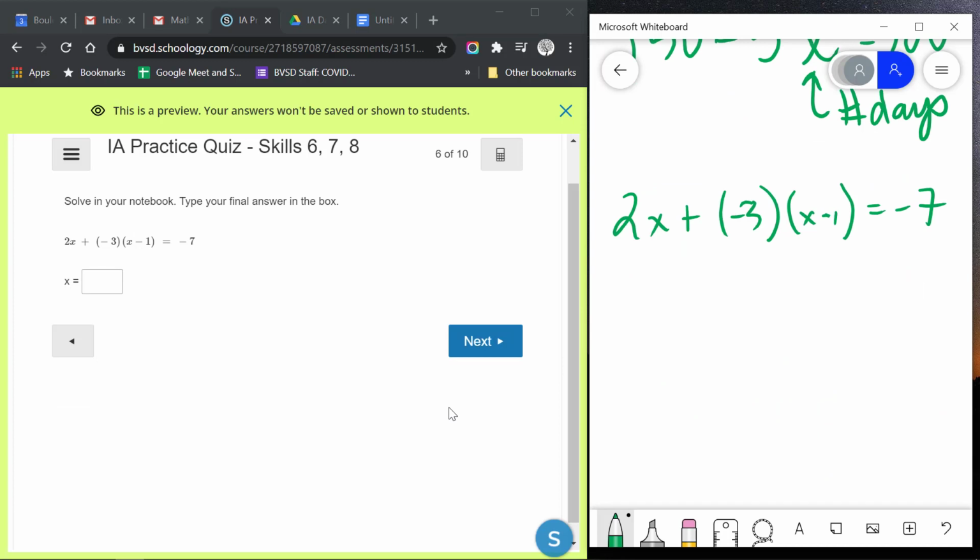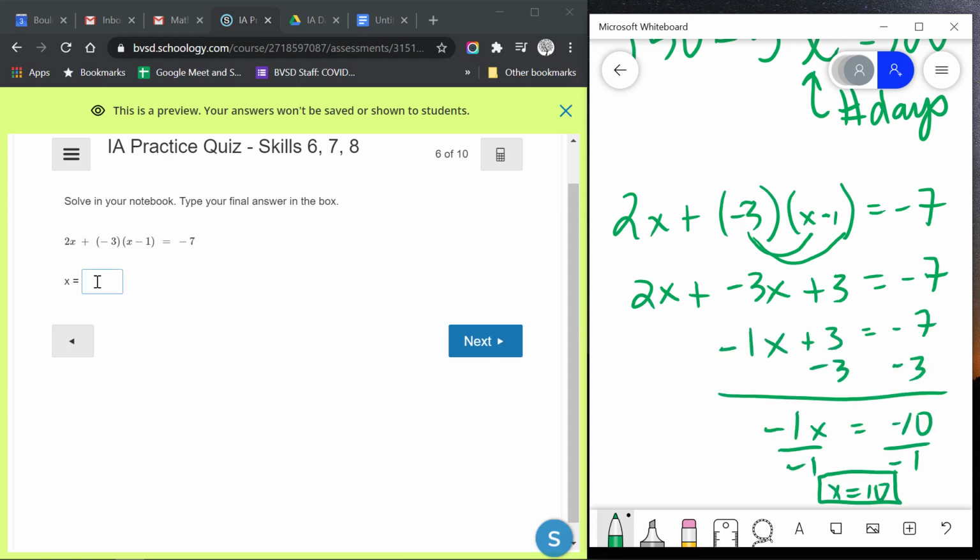All right, for these multi-step equations, make sure you're writing these in your notebook. The first thing I'm going to do is do the distributive property here. Be really careful with the negative sign. Remember, negative times negative is a positive. 2x minus 3x gives me -1x. And my final answer, x equals 10.